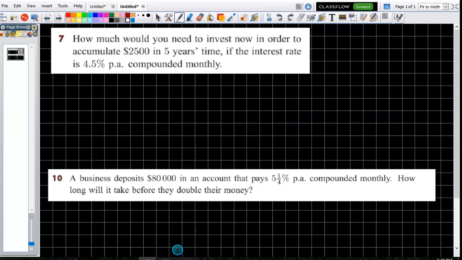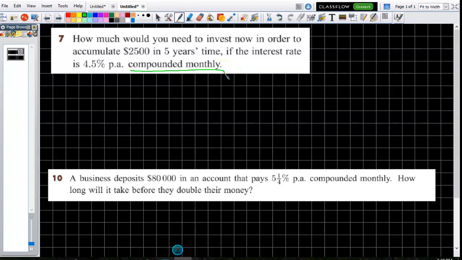So how much would you need to invest now in order to accumulate 2,500 in 5 years' time if the interest rate is blah, blah, blah, blah? So we look at that. What's the first thing that we should be doing? Which formula? And how do we know that? We highlight and we see here and we go compounded monthly.